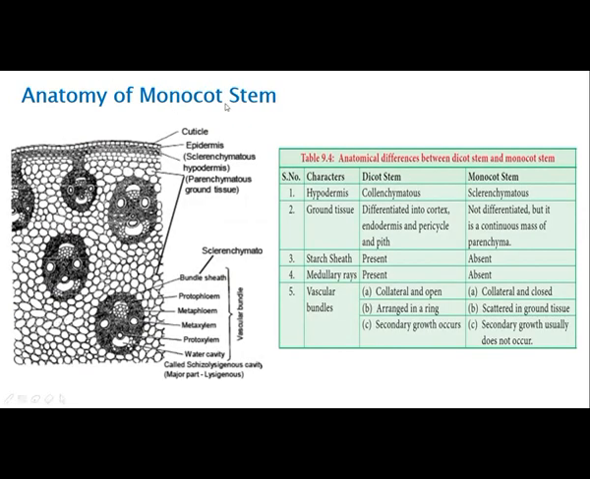Now coming to the structure of a monocot stem. Now in case of monocot, the outer layer is epidermis, which is single layered barrel shaped parenchyma. The cuticle is present, but the multicellular stem hairs are absent. So in case of monocot, no stem hair is found.